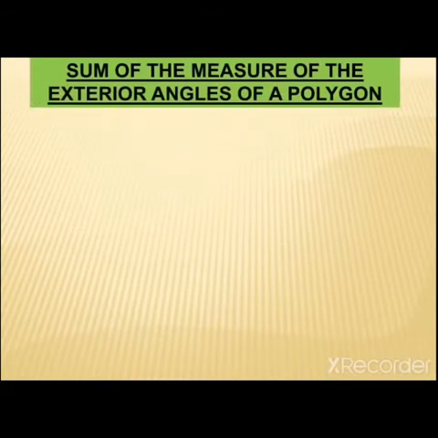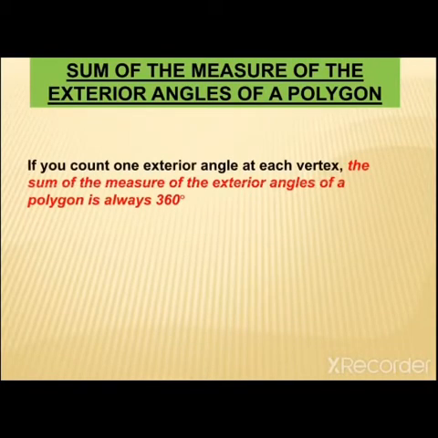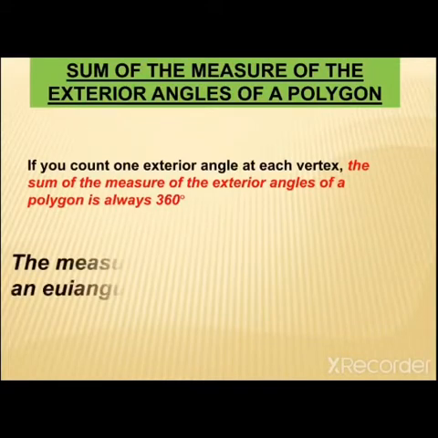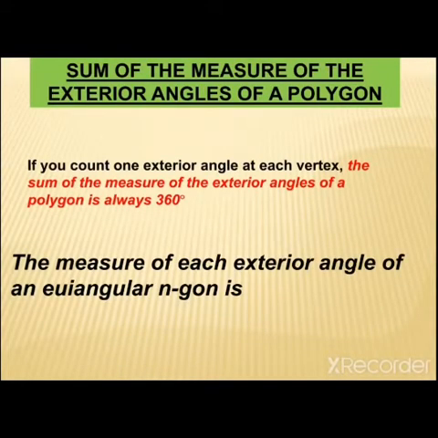Sum of the measures of the exterior angles of a polygon. If you count one exterior angle at each vertex, the sum of the measures of the exterior angles of a polygon is always 360. The measure of each exterior angle of an equiangular polygon is 360 degrees divided by n. N means number of sides. And for all polygons, the sum of exterior angles is always 360 degrees.